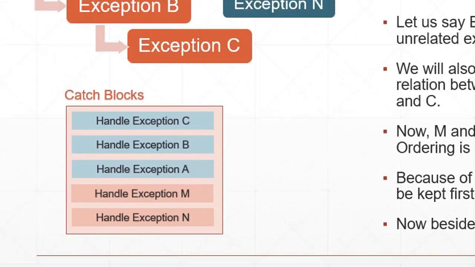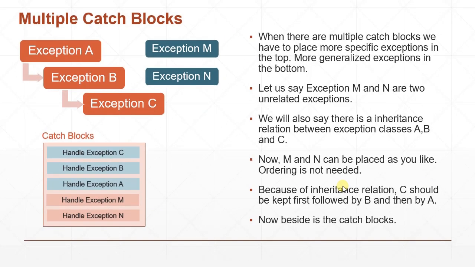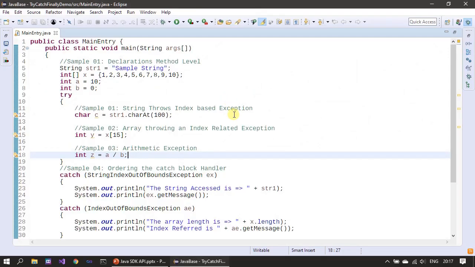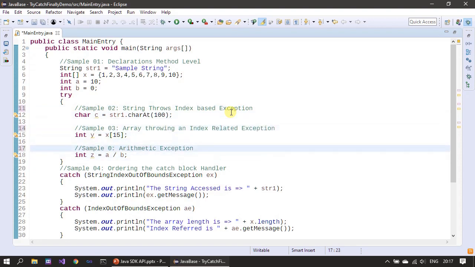Alright, let us see this in Eclipse. So here is the example. Let me rearrange these snippets, so this one will be 3 and here it will be 4, then 5.